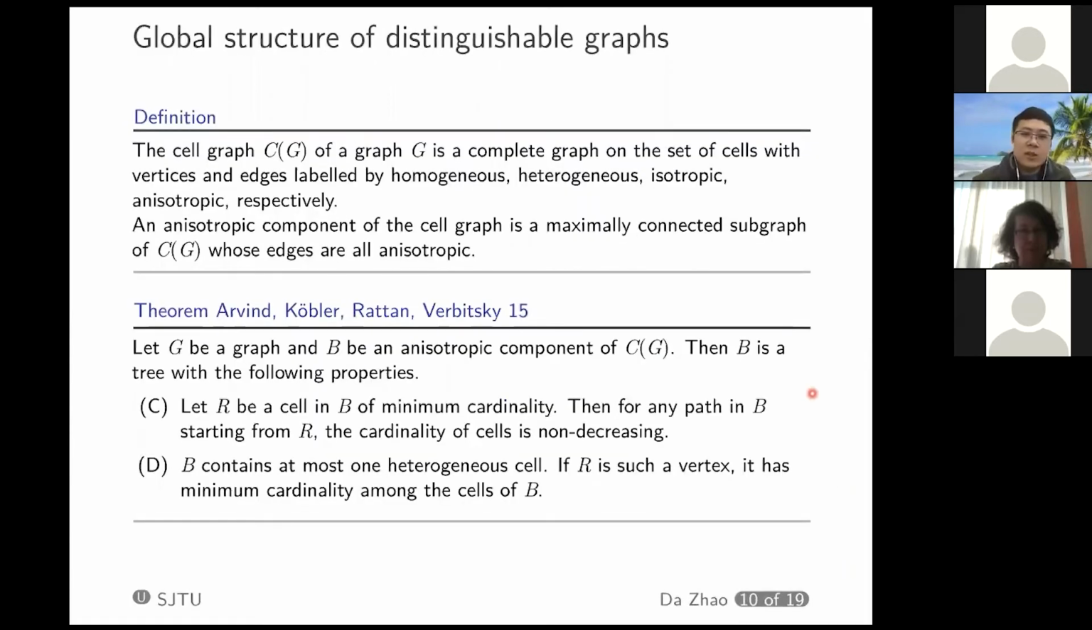And there is also something about its global structure. We have reduced the problem to the relations between all cells. So here comes the concept of the cell graph. The cell graph, you can regard it as a complete graph on all the cells, but you label the vertices and edges by homogeneous, heterogeneous, isotropic, or anisotropic.